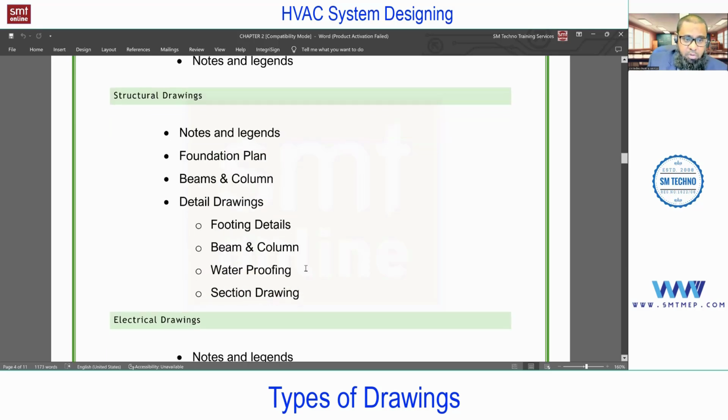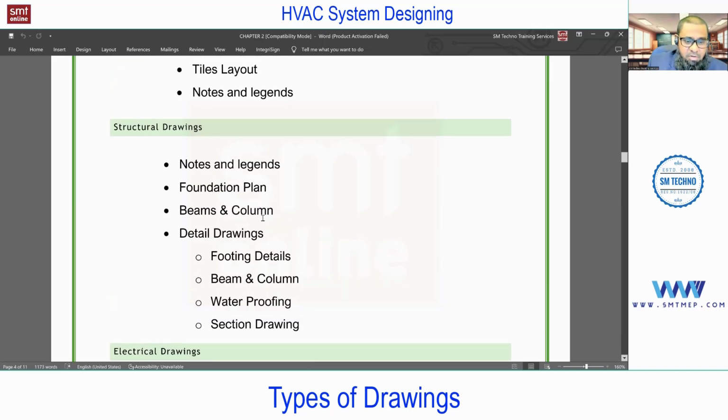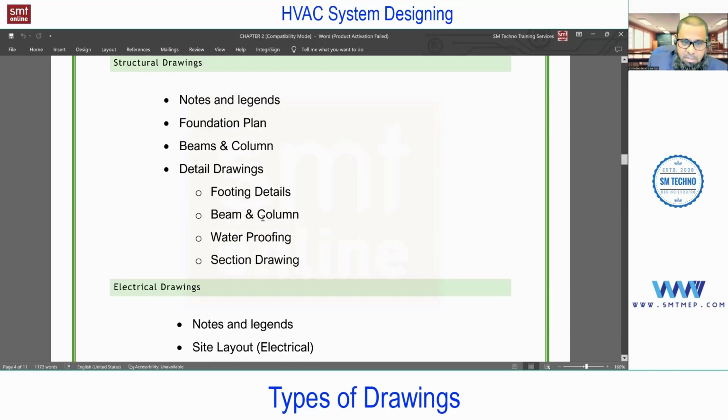Next, structural drawings. Again, notes and legend, foundation plan, beams and column. Beams and column are required from a coordination point of view, because remember, we cannot run the duct through beams and columns. We can run the duct through the slab, but for that also we need to coordinate at the initial design stage with the structure engineer. Later, we cannot make big openings in the slab either, because that will affect the load of the building, because structure means load. We cannot play with the structure members. Next, detail drawings: footings, beams, column, waterproofing, section drawing, etc. I have just given the list for information, but beams and column are required for coordination to run the ducts, pipes, etc.